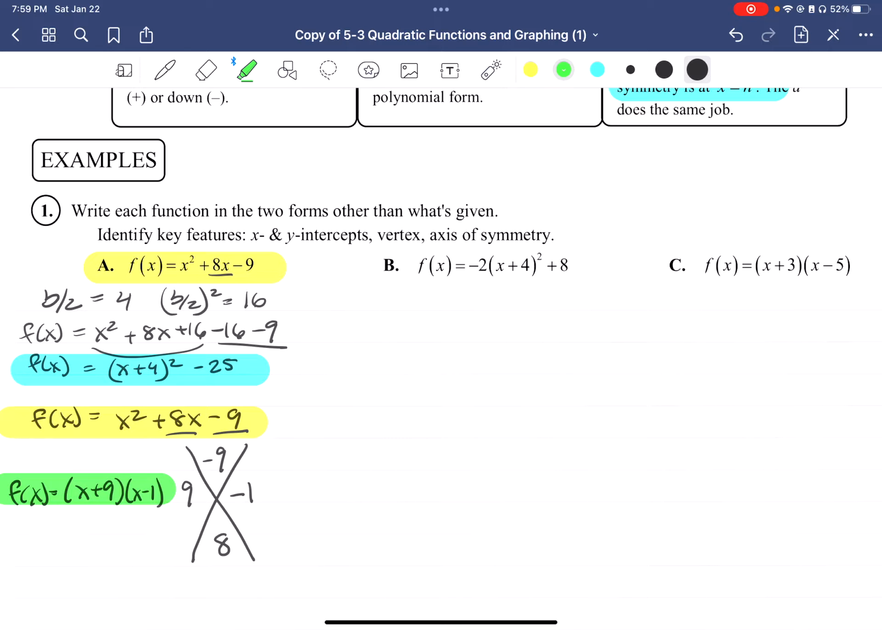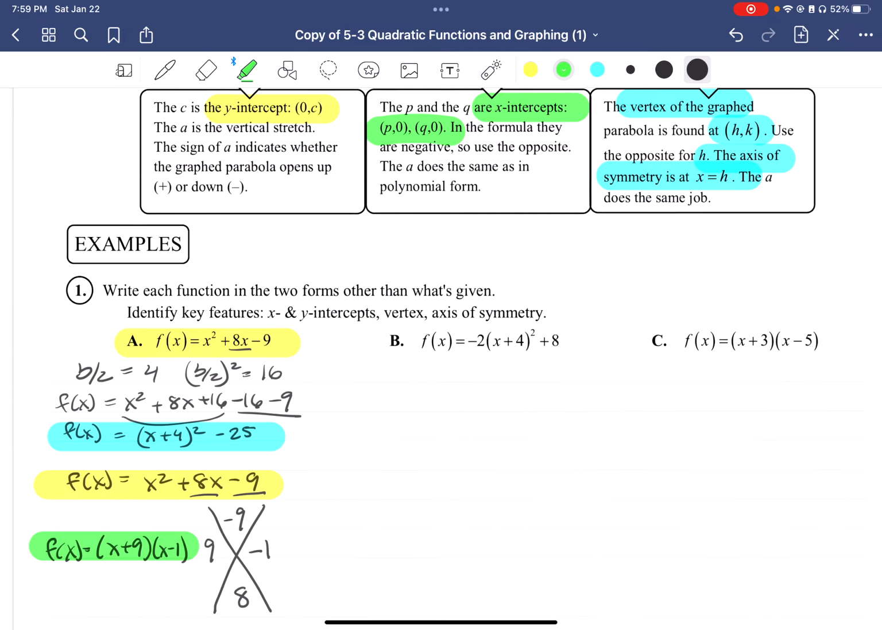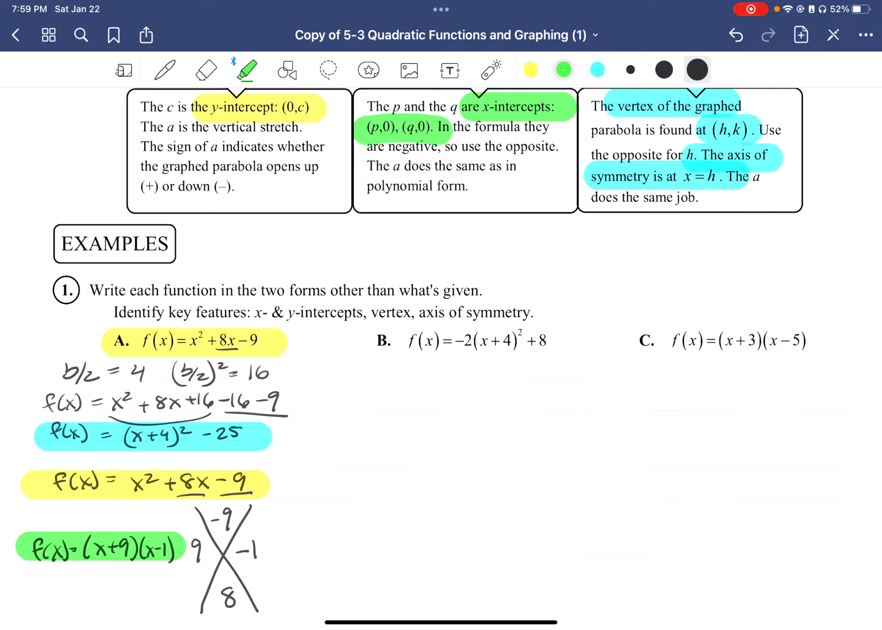All right, so now we have our three different forms of our equation. Same equation, three different forms, but we're going to use each of those forms to find the piece of information that's easiest to find from that form. We were just in intercept form, so let's start there. In our intercept form, we can find our x-intercepts.